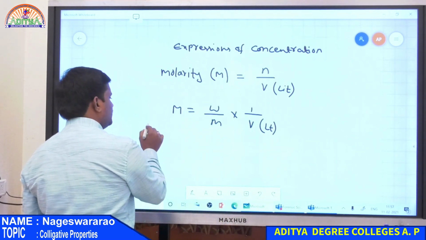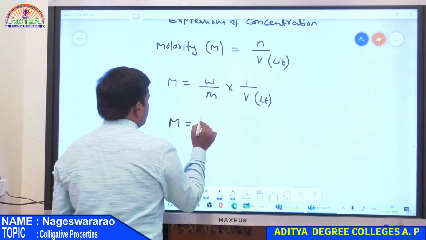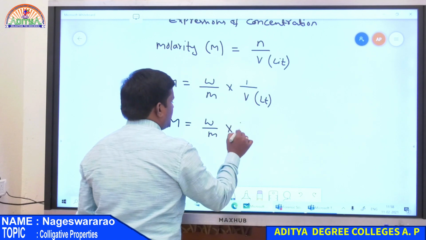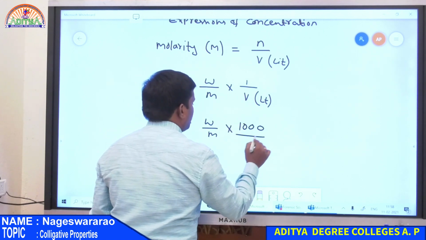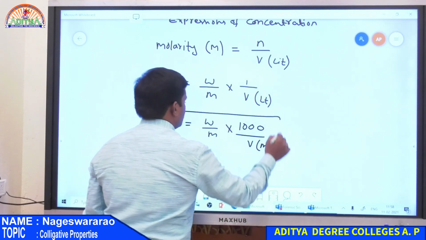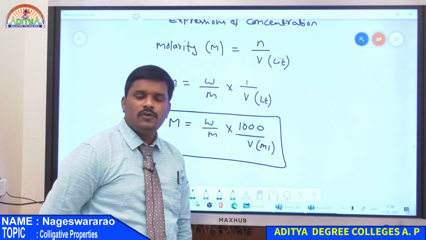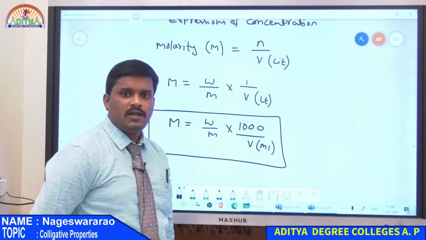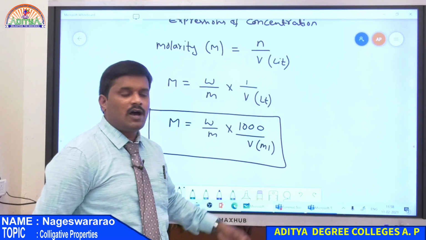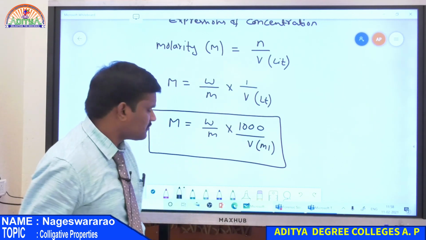And finally, in terms of milliliters, molarity is given by W by M into 1000 divided by volume. So molarity is equal to weight of the solute divided by molecular weight of the solute, into 1000 divided by volume of the solution, that is in terms of milliliters.